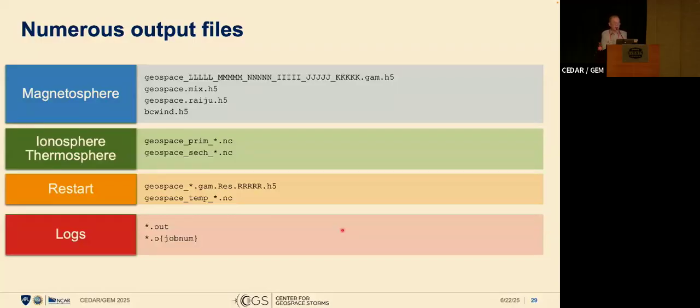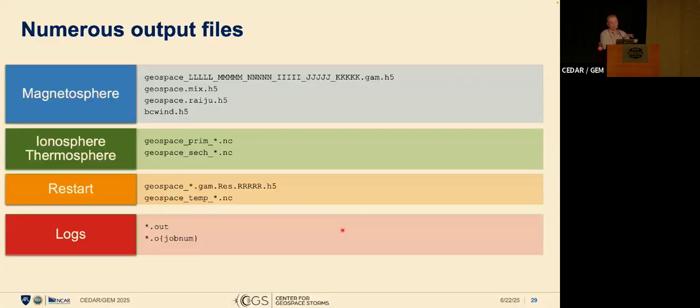On the ionosphere thermosphere side, there are two types of files that are created: the geospace _prim.nc and the _sec. Those are the primary and secondary history files. In the engage process you can specify what you want to end up in the secondary history files. The primary history files are designed to do the restarts and have the minimal required stuff needed to go forward. You'll probably end up doing most of your analysis, most of your work, with the secondary history file. There are also a bunch of other temporary files and other restart files that are created as output.